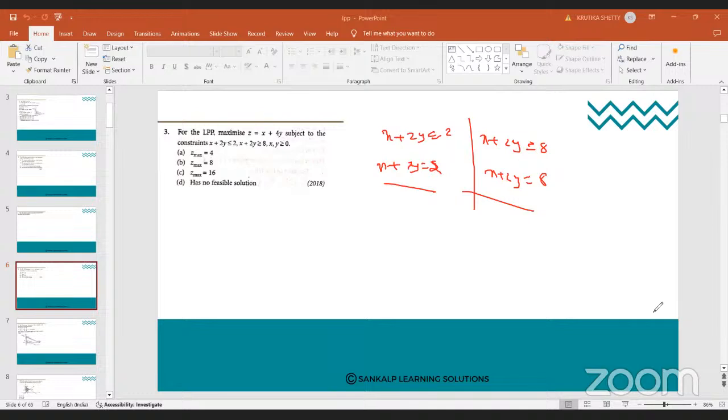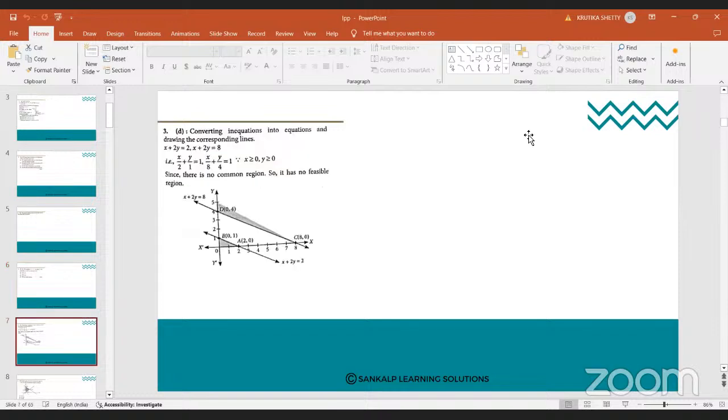When you try to understand, most of the examples are similar: finding the corner points, or finding the point of intersection. Such questions are there, so try to understand one question completely. Here we have converted the inequalities and we are plotting them.